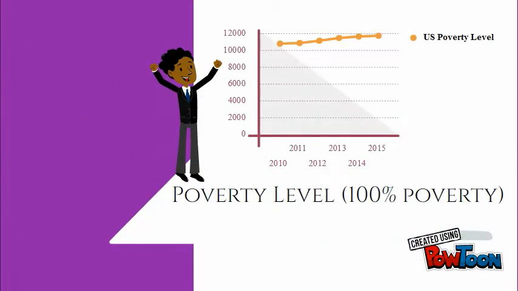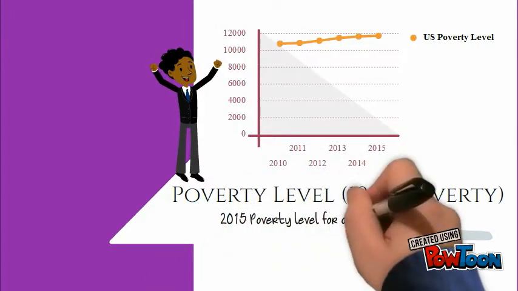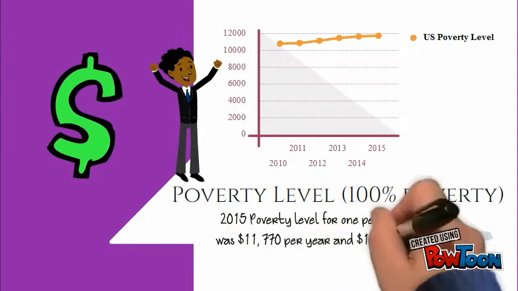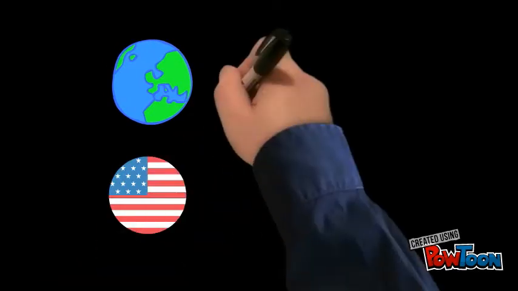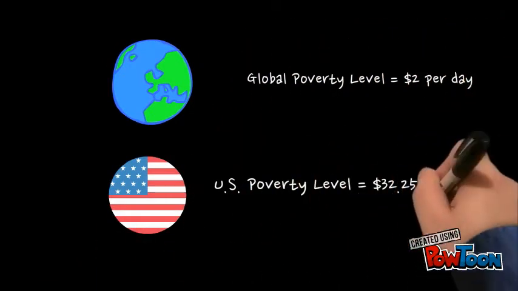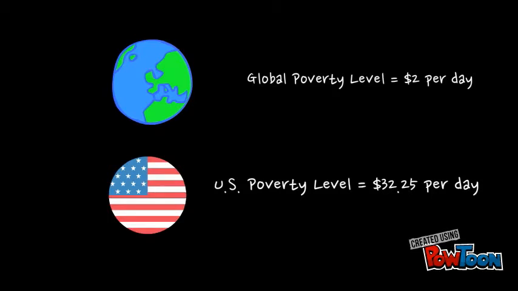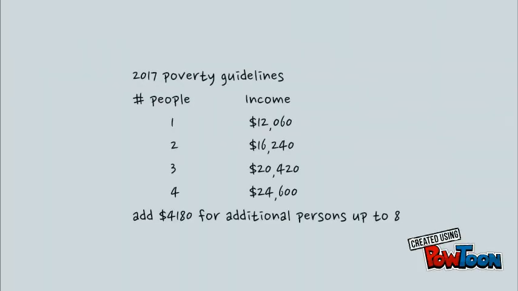This chart shows how little the poverty level has changed over the last several years. In the United States, one person was at the poverty level if their income fell at or below $11,770 in 2015. That works out to be about $32.25 a day, which is significantly more than the $2 per day set by the World Bank. The poverty level provides income amounts for households of any size.